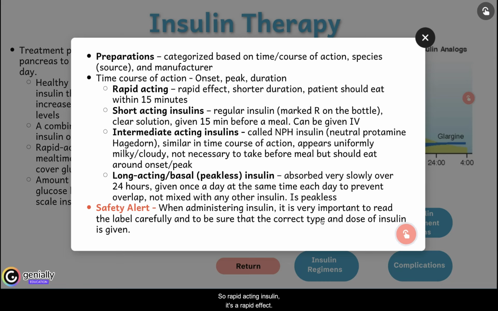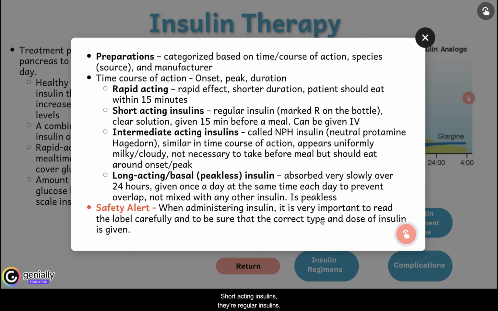Rapid acting insulin has a rapid effect and a shorter duration. The patient should eat within 15 minutes. Remember that. You cannot give rapid acting insulin unless the patient is going to eat within 15 minutes. They have to eat.